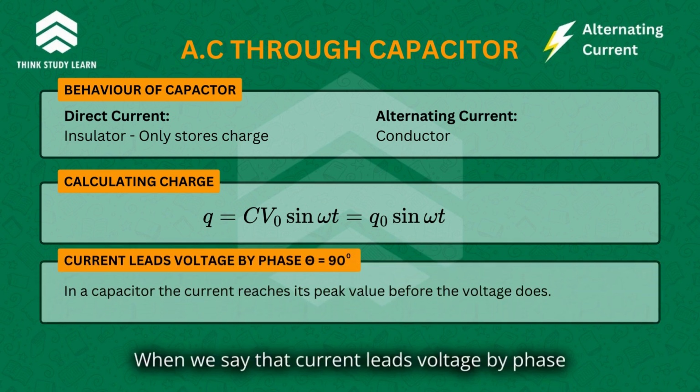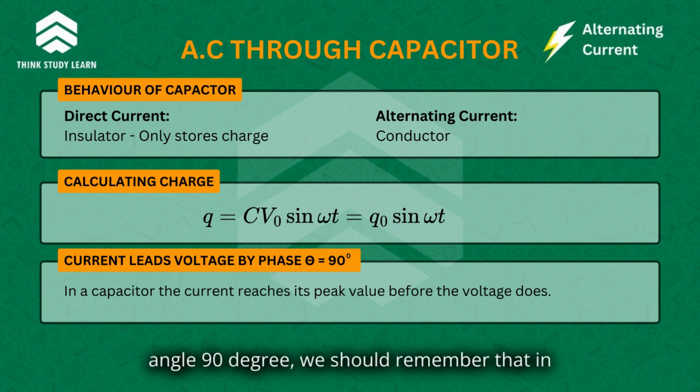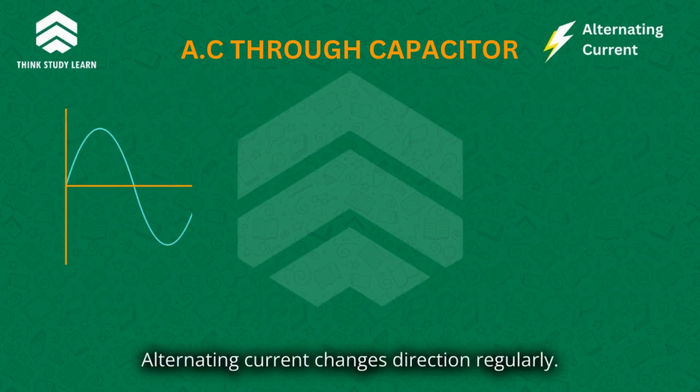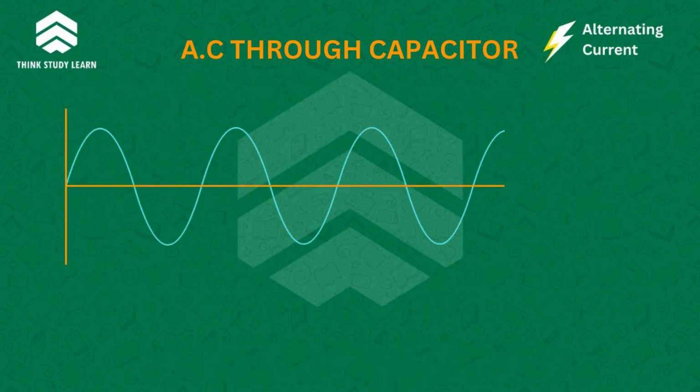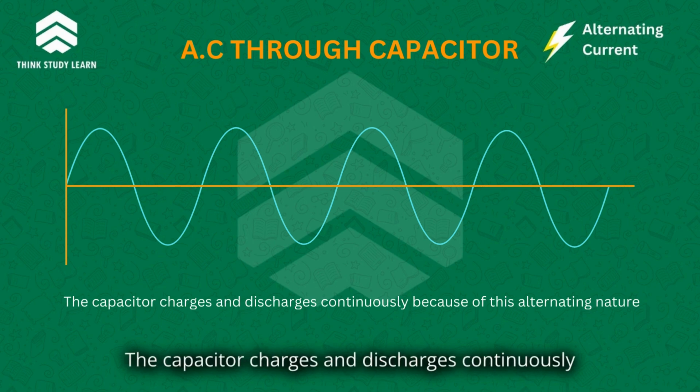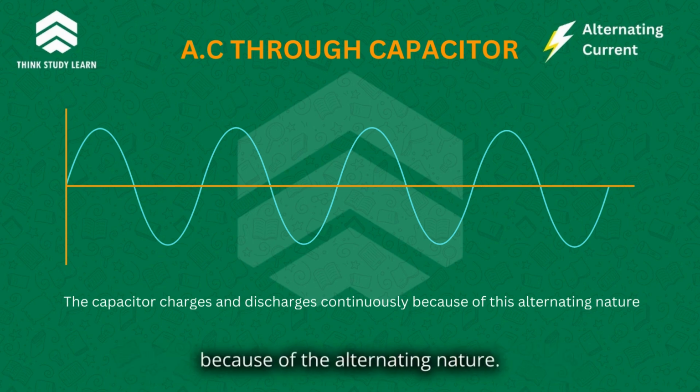When we say that current leads voltage by phase angle 90 degrees, we should remember that in a capacitor, the current reaches its peak value before the voltage does. Alternating current changes direction regularly. This changing direction allows alternating current to move through a capacitor. The capacitor charges and discharges continuously because of the alternating nature.